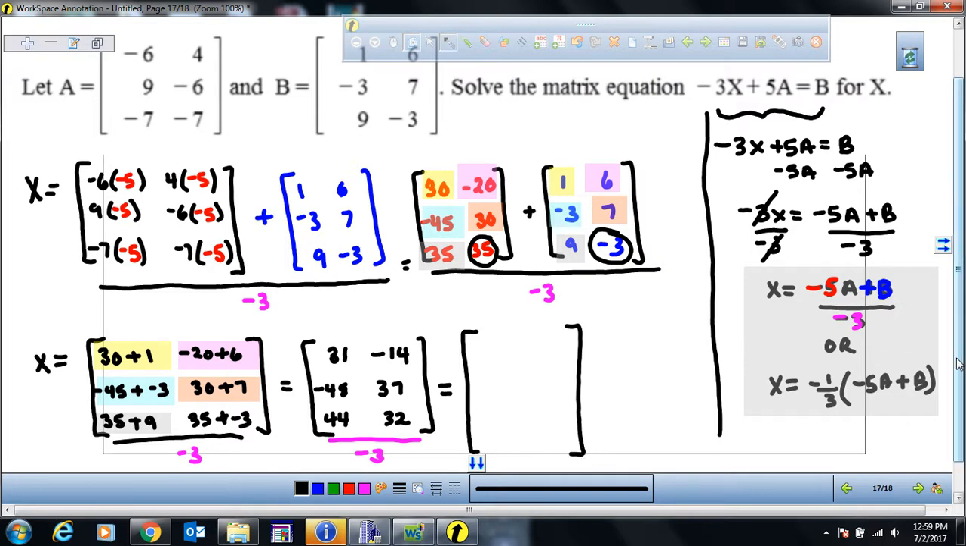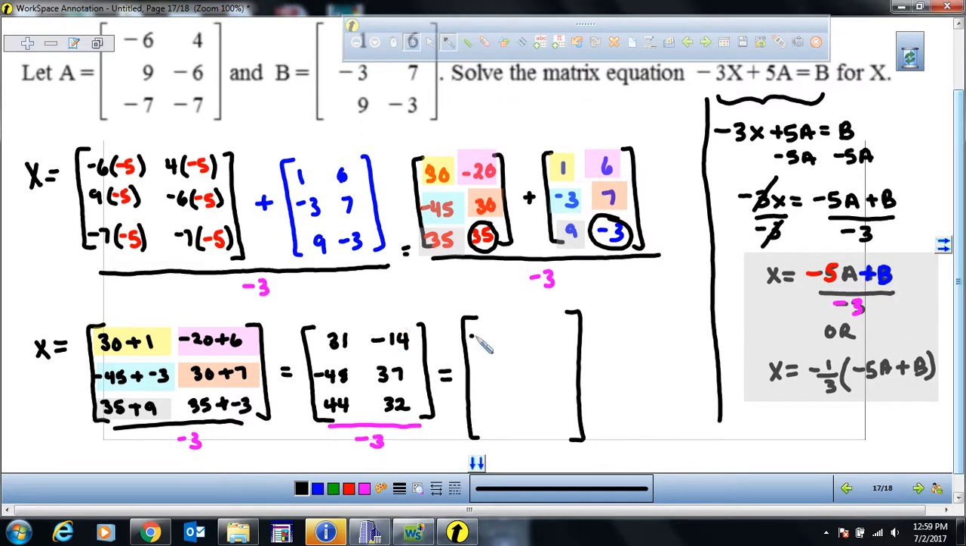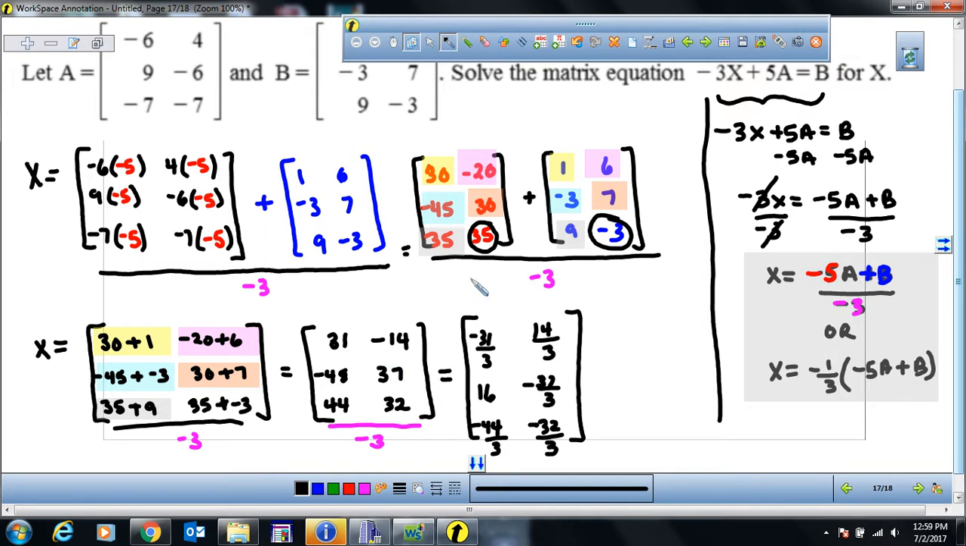So, 31 divided by negative 3 is negative 31/3. Negative 14 divided by negative 3 becomes a positive 14/3. Negative 48 divided by negative 3 is positive 16. 37 divided by negative 3 is negative 37/3. 44 divided by negative 3 is negative 44/3. And 32 divided by negative 3 is negative 32/3. And this is my matrix X. So my matrix X is equal to this matrix.